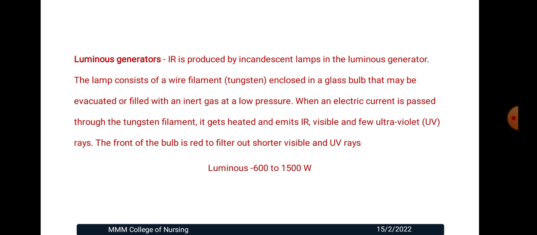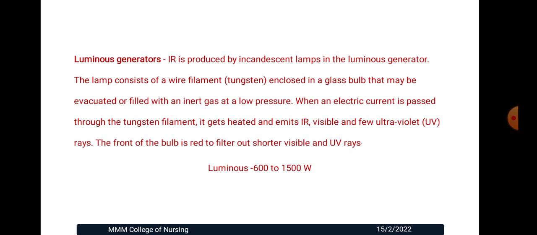Luminous generator. Coming to the luminous generator, infrared is produced by incandescent lamps in the luminous generator. The lamp consists of a wire filament, tungsten, enclosed in a glass bulb that may be evacuated or filled with an inert gas at lower pressure.